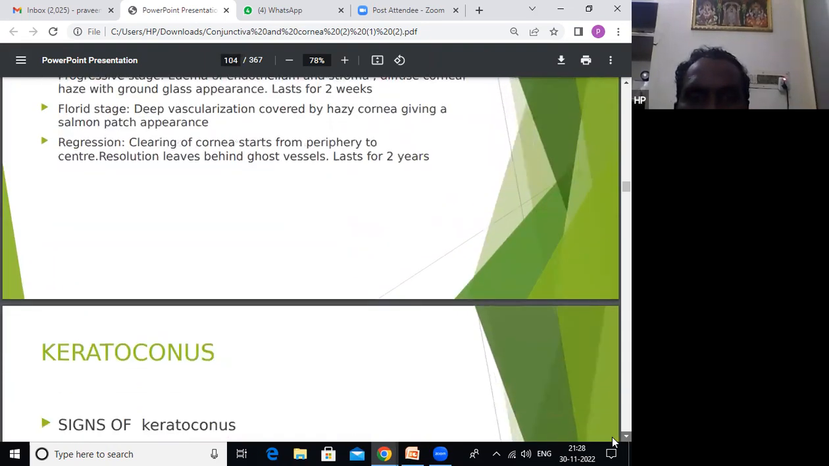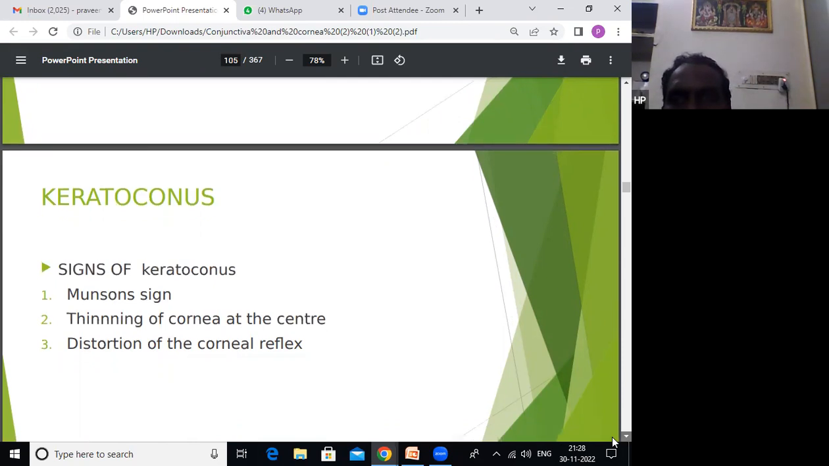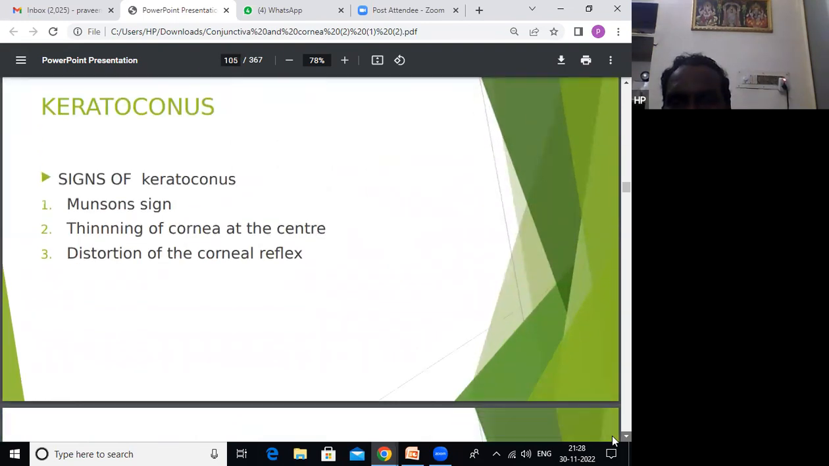Then keratoconus. Here you have to know important signs in keratoconus. What is Munson sign? Munson sign is prominent angulation of the lower lid because of the protrusion of the cone in keratoconus. It's called Munson sign. You have a thin cornea at the center, and then you have a distorted corneal reflex in keratoconus.